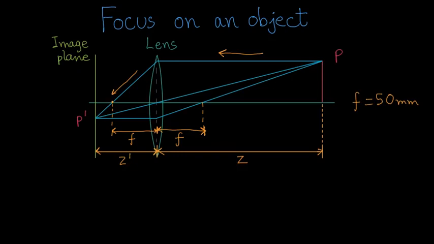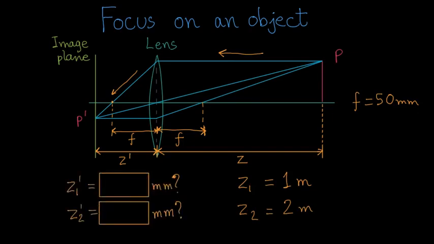Now consider 2 scenarios. One where the object is 1 meter away, and second where the object is 2 meters away. At what corresponding values of z prime would the object be in focus? Enter your answers in the boxes provided in millimeters with up to 2 decimal places of precision.